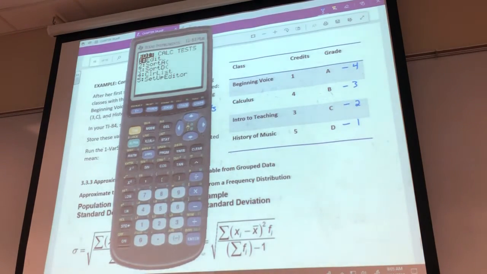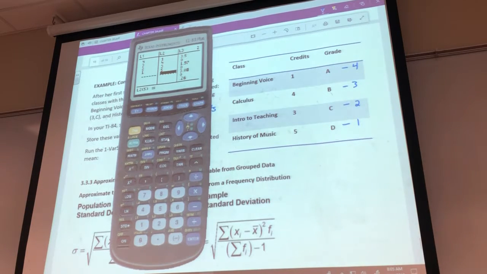Okay. Stat, Edit. In L1, I'm putting my grades, which is the 4, the 3, the 2, and the 1 from the letters, just converting them into grade points rather than letter grades. And then in L2, I want to be sure to put in my credits, because otherwise it's going to be wrong. 1, 4, 3, and 5.